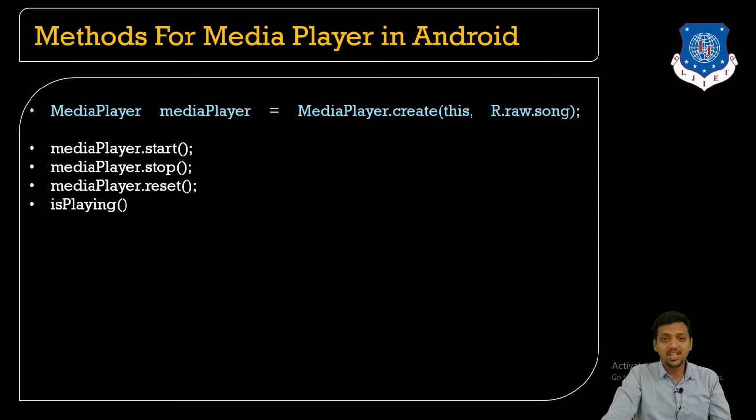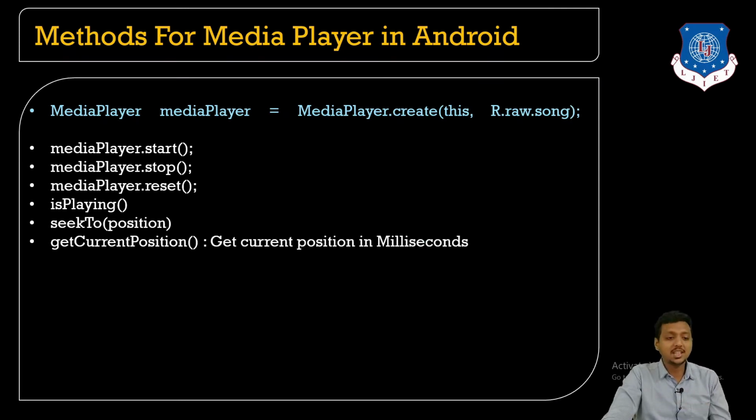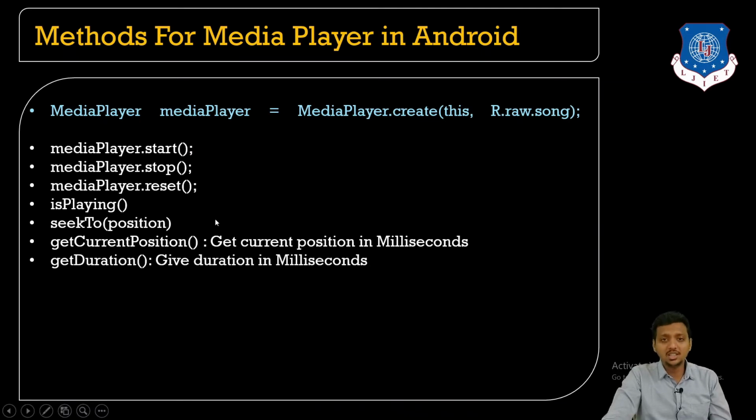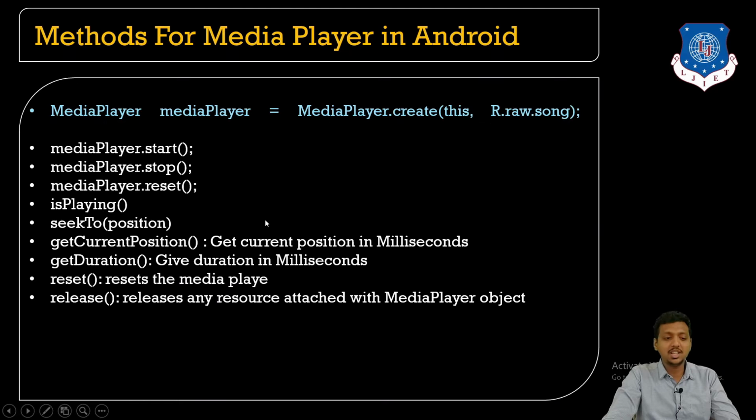Then next is isPlaying. The isPlaying method is used to check whether the media is playing or not. Seek to: if you want to move to a particular position, then you need to call the method known as seekTo. Next method is getCurrentPosition, which returns the current position in milliseconds. getDuration returns the duration of the whole song. Reset is used to reset the media player, and to release any resources attached with the MediaPlayer object, you can call the release method.